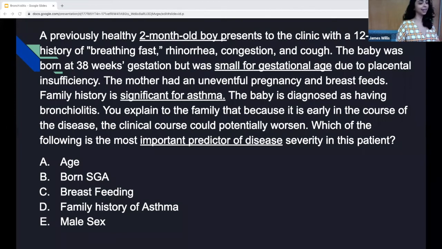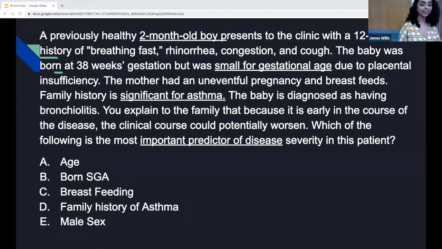So A is age, B is born SGA, C is breastfeeding, D is family history of asthma, and then E is male sex. So I guess we can just do it by a show of hands. Whoever thinks it's A, raise your hand. Okay, whoever thinks it's B, raise your hand. Okay, whoever thinks it's C, raise your hand. Okay, D. Okay, and then E. All right, so I think most people said SGA.